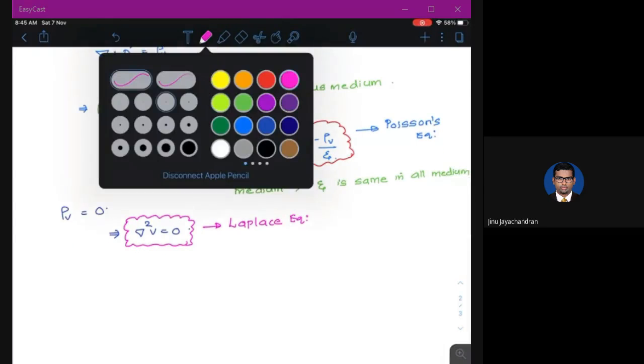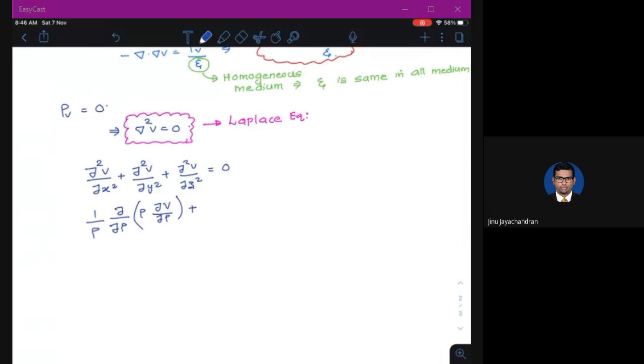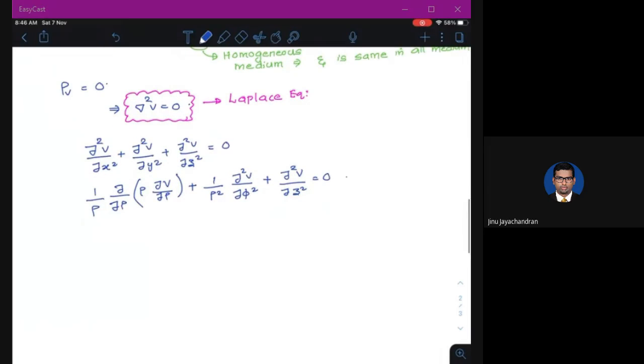Now I can write these equations in Cartesian, cylindrical and spherical coordinates. In Cartesian coordinates: dou square V by dou x square plus dou square V by dou y square plus dou square V by dou z square is equal to 0. In cylindrical coordinates: 1 by rho dou by dou rho into rho dou V by dou rho, plus 1 by rho square into dou square V by dou phi square plus dou square V by dou z square is equal to 0.